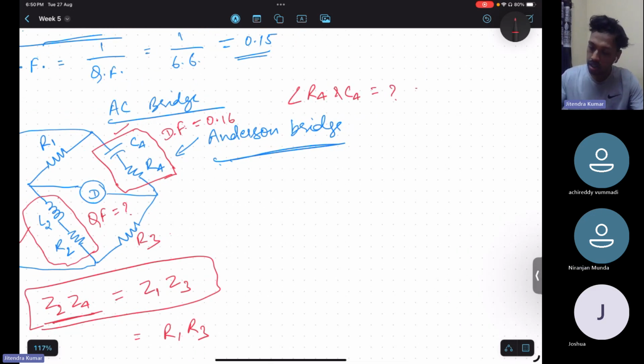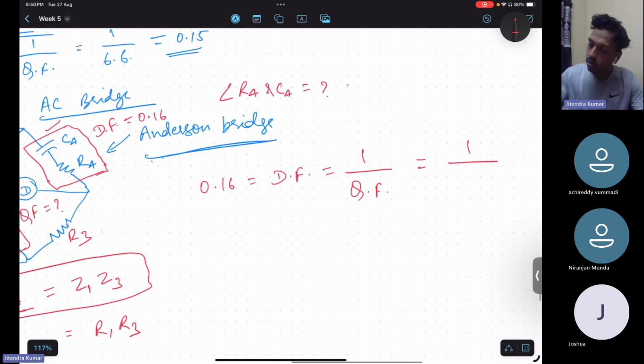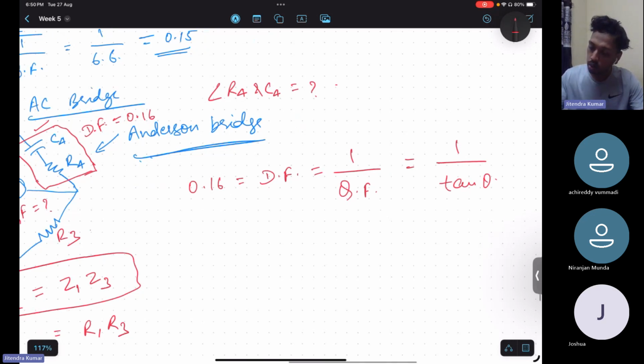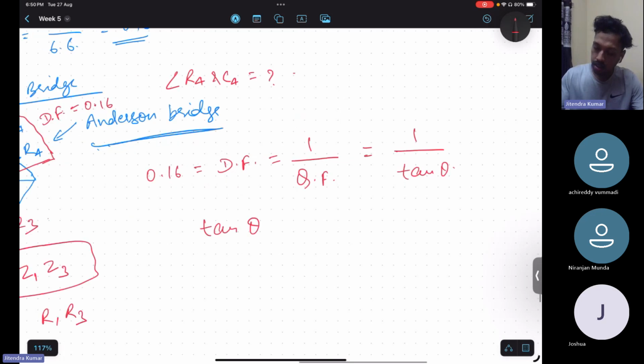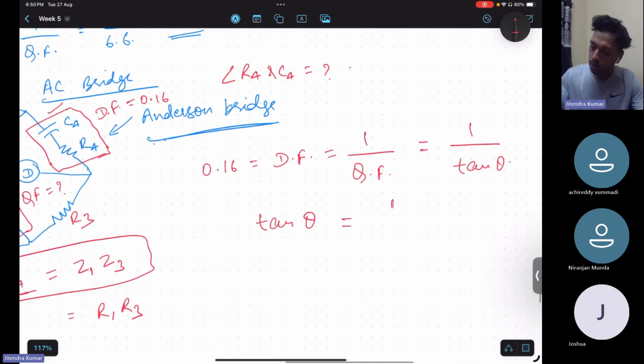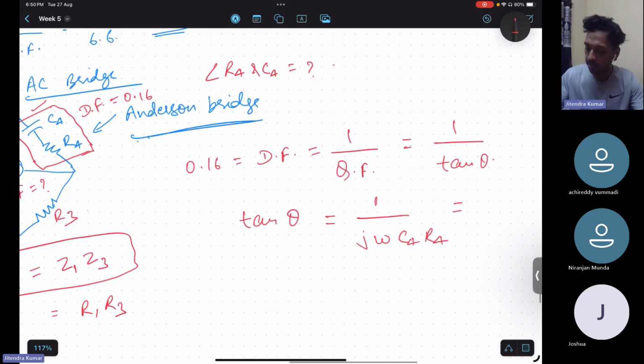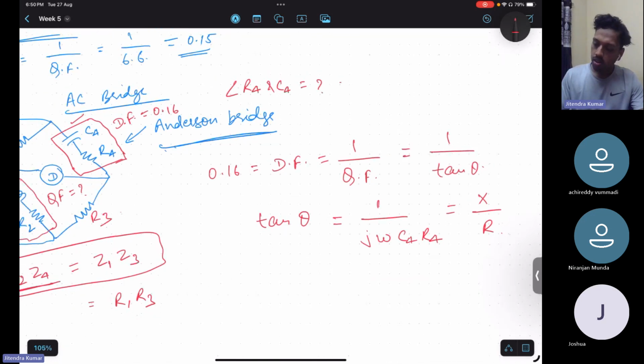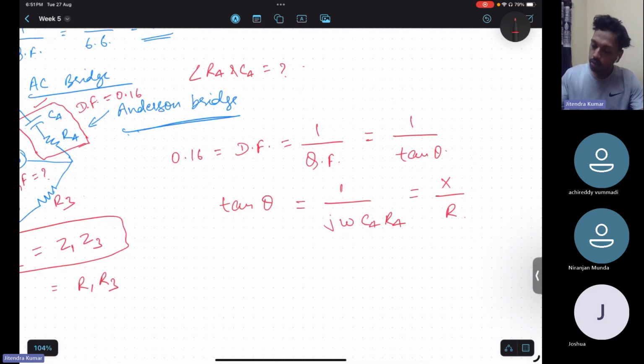0.16 is the dissipation factor, which is the inverse of the quality factor, which is 1 by tan theta. And in a series RC circuit, tan theta will be equal to 1 by omega C4 R4, which is X by R, where X is 1 by omega C and R is R. So 1 by omega C4 into R4. I hope it is clear till now. Okay, sir. Clear, sir. So now we can calculate tan theta from here.